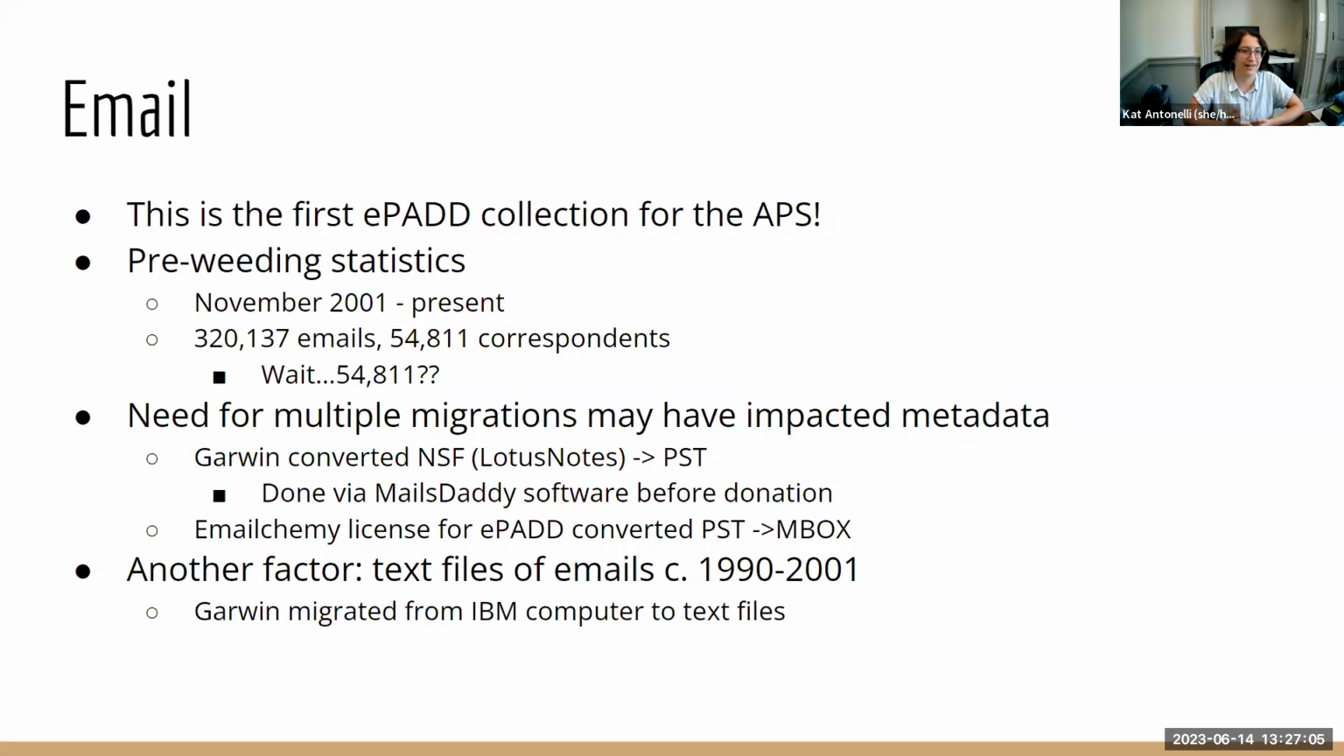But pre-weeding in EPAD right now, there are 320,137 emails from 54,811 correspondents. And that was quite surprising to see. I mean, it's a lot of emails, but that seemed like a lot of correspondence. So I was immediately a little suspicious. We'll see what happened with that in just a minute, because relevant to this is there were multiple migrations in the course of us getting these emails into EPAD. Excuse me. Because they were not all originally emails as we would think of them today.